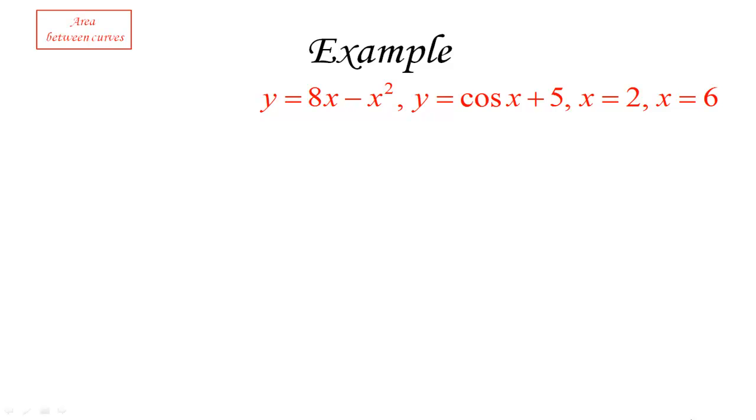Here is a simple example. Let's find out what is the area of the region bounded by the curves 8x minus x squared and cosine x plus 5 between x equals 2 and x equals 6.